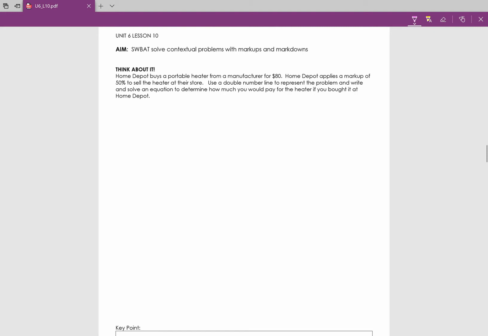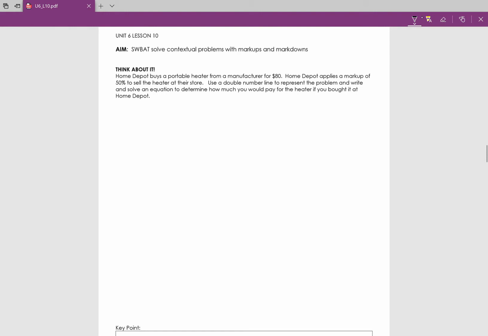It says Home Depot buys a portable heater from a manufacturer for $80. Home Depot applies a markup of 50% to sell the heater at their store. Use a double number line to represent the problem and write and solve an equation to determine how much you would pay for the heater if you bought it at Home Depot.